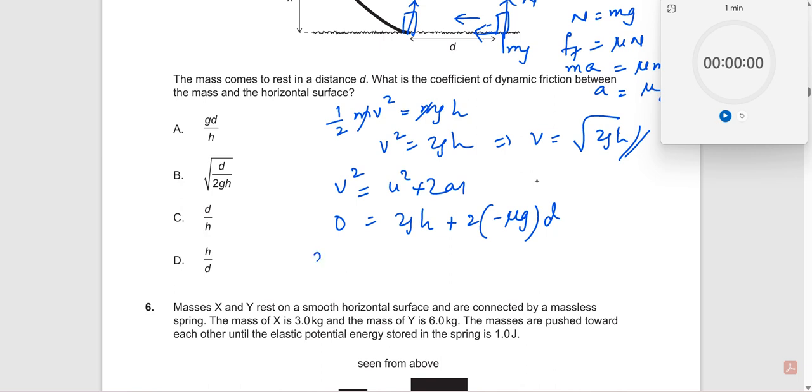So 2gh is equal to 2 times mu g into d. The 2 cancels, the g cancels, and I want only the value of mu, which should be equal to h by d. Thus the answer is h by d, which is option D.